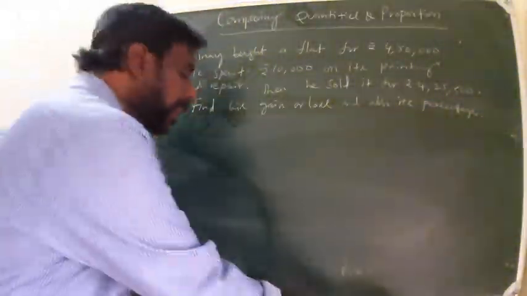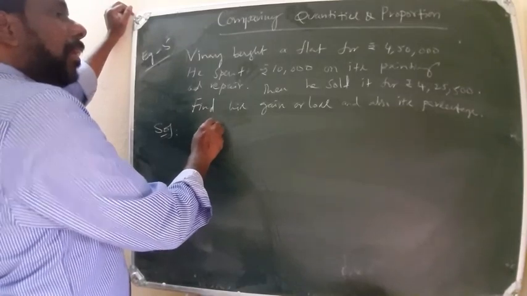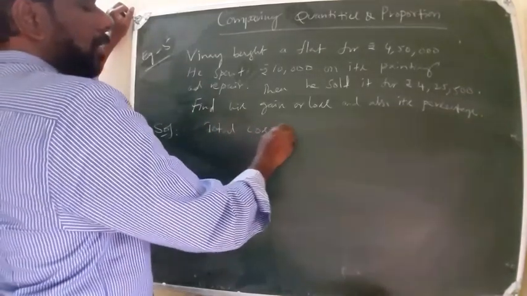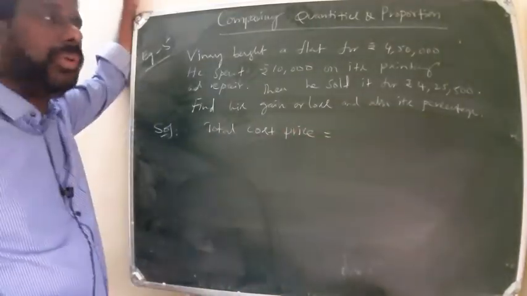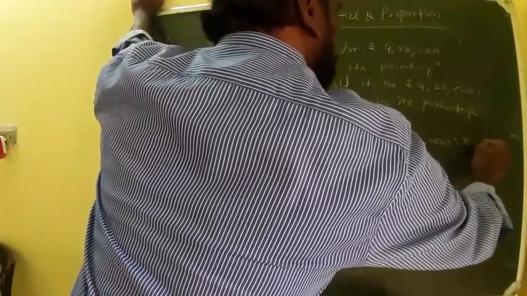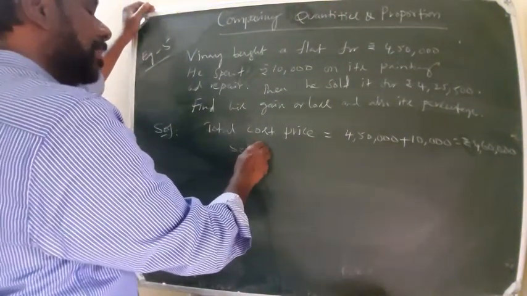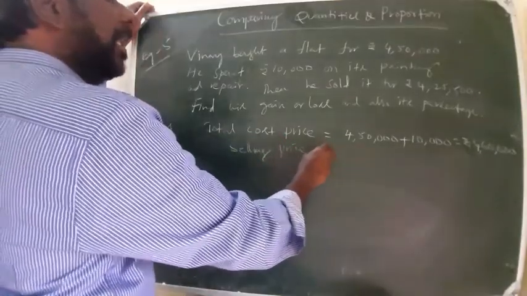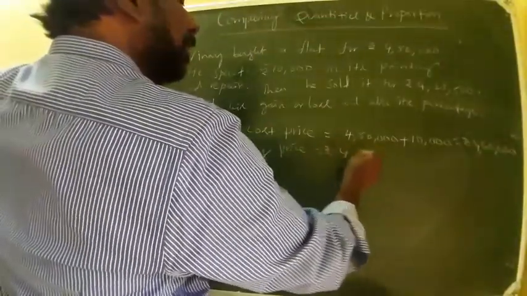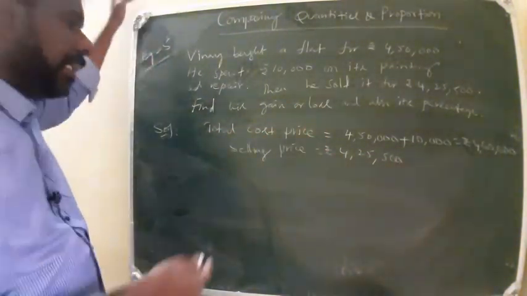So here, first of all, solution. Total cost price is 4,50,000, for painting 10,000, total 4,60,000. This is the total cost price. Selling price is 4,25,500. Which is more, cost price or selling price? Here cost price is more. That means you got loss.